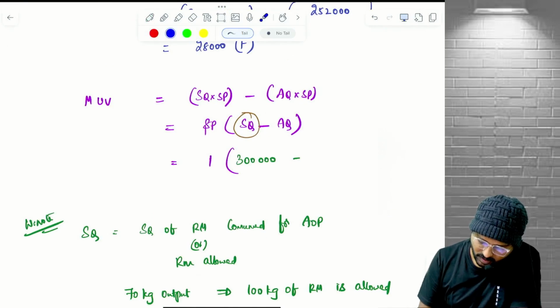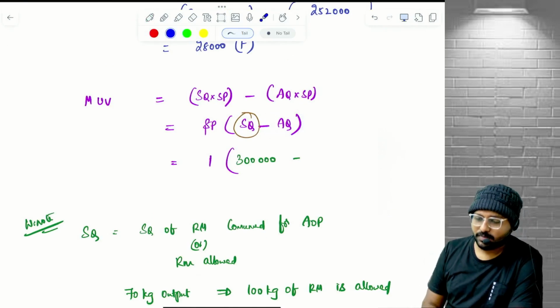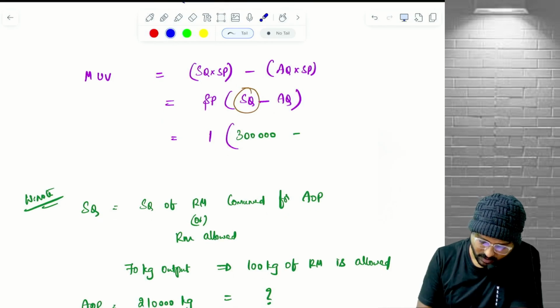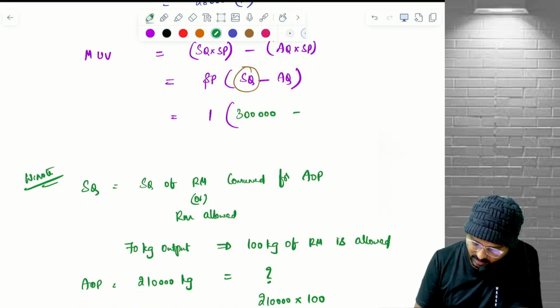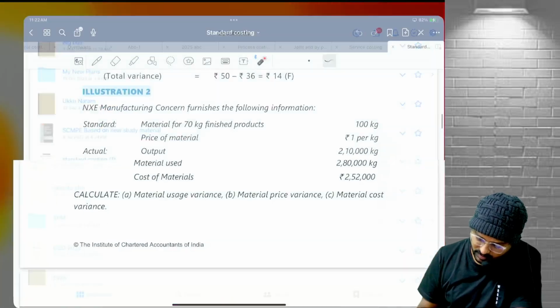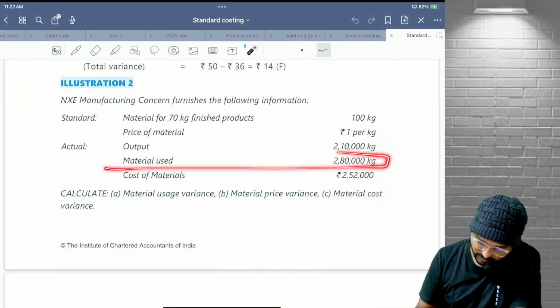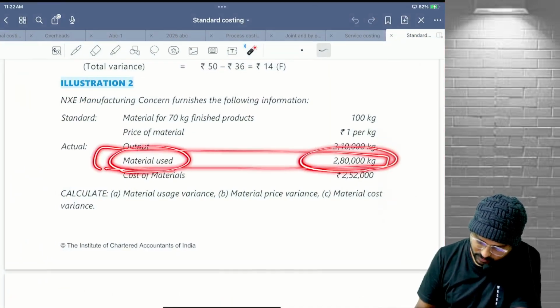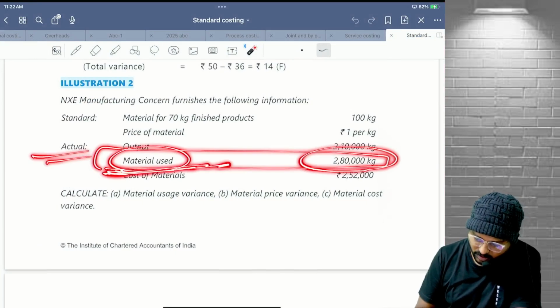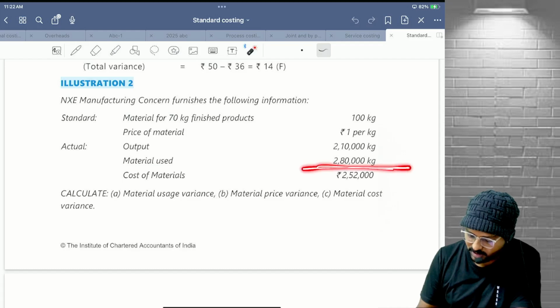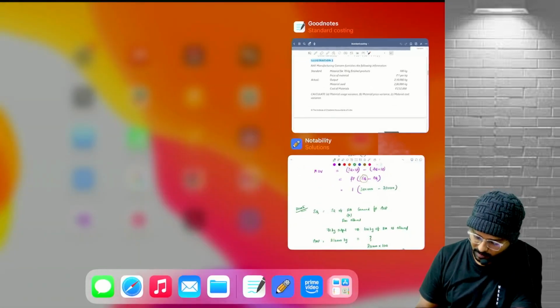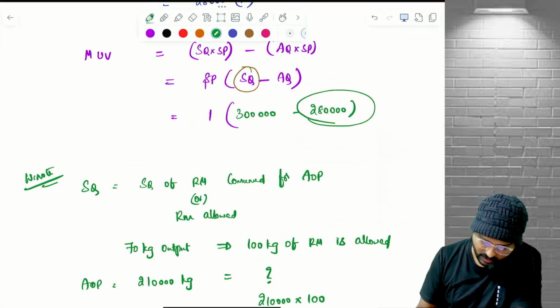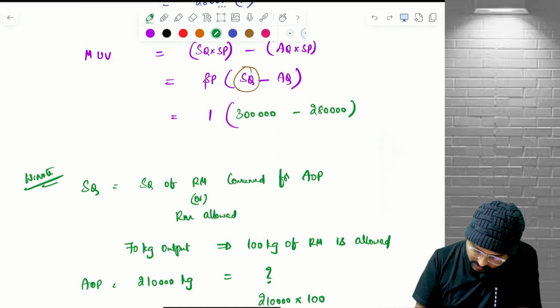AQ means what? Actual quantity of raw material consumed. How much? Look at the question and give me 2,80,000. Correct? We have it here in the question. Actual quantity consumed, which is nothing but material used. Consumed or used, both are same. How much is that? 2,80,000. So we have 2,80,000 over here. Right? Tell me how much it comes.